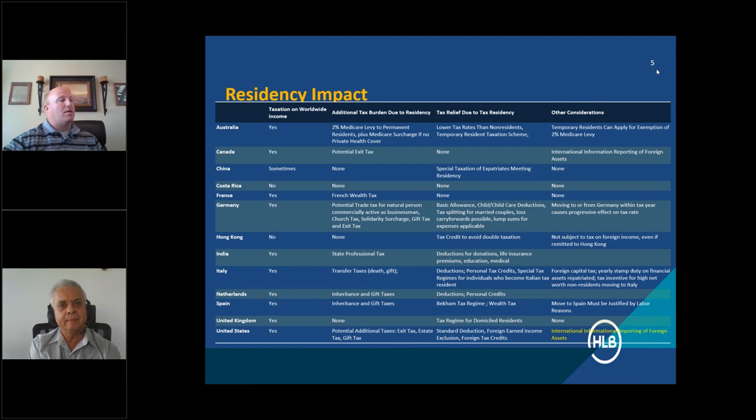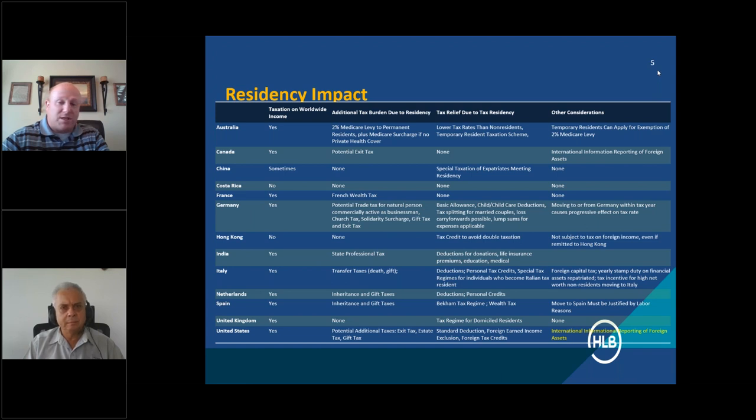Mm-hmm. Great. And Jared, the US. Yeah. So from a US perspective, as I've mentioned a little bit before, the biggest issue is that US citizens or US residents are taxed on worldwide income. So once you become a resident of the US, you have to report your income from assets all over the world, which can be a really big deal. The other impacts, like this slide demonstrates, are additional taxes like an estate and gift tax that can be factored in.